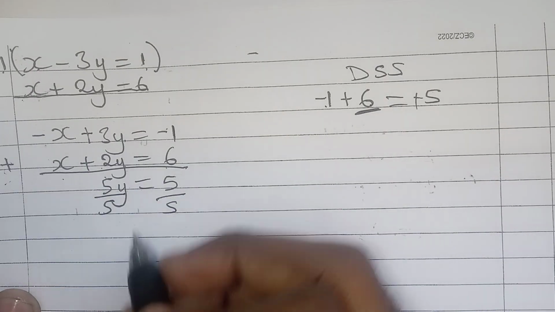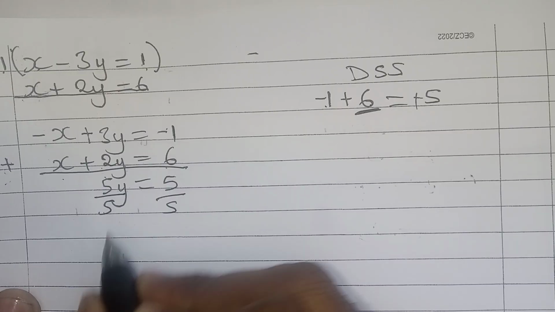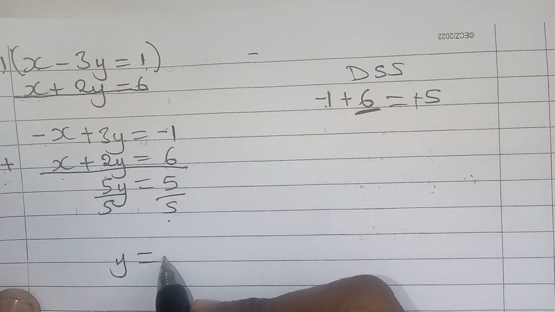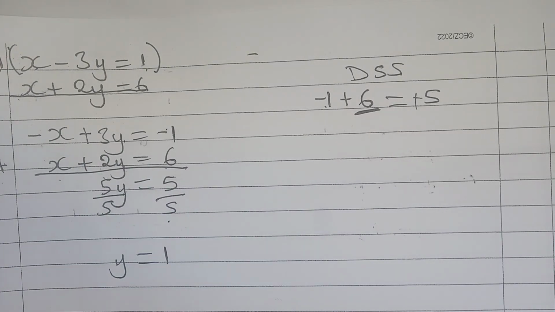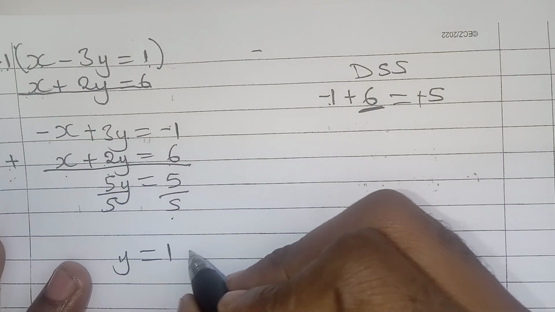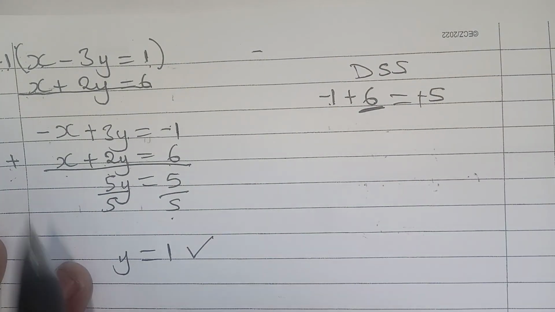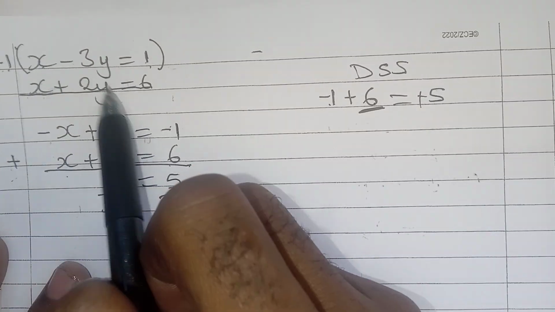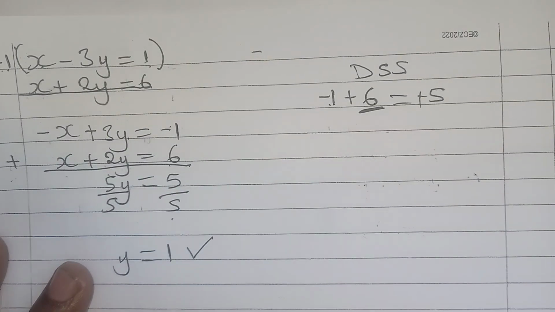And then this into this is 1, so you have a y there. 5 into 5, you have a 1. And then to solve for x, remember we have just solved for y. So to solve for x, you can pick any of these two equations. Just pick the easiest for you.